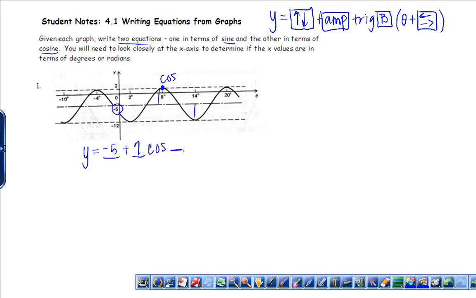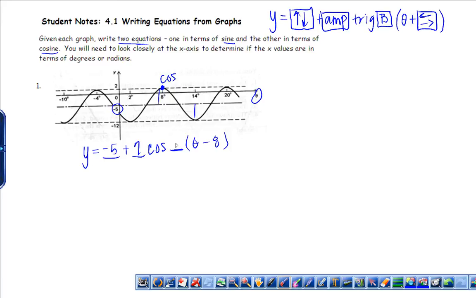I'm going to leave a place for my b, and it looks like we're in thetas. Since I started right here, this is going to be a -8. And I did mark it on my graph. I could have started here at 20, or I could have started here at 4. And if I started at 4, that would have been a +4.